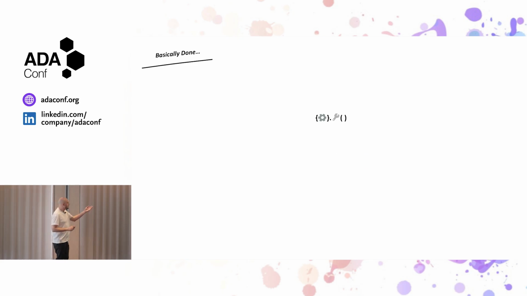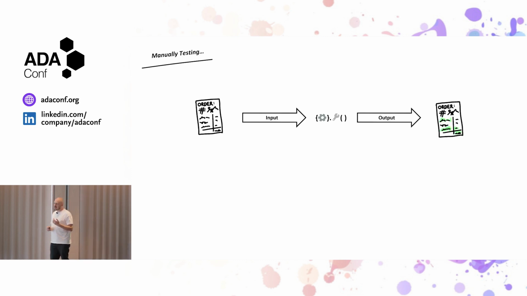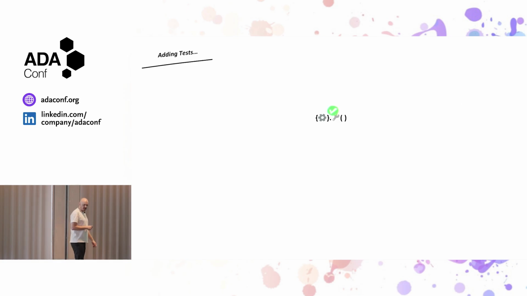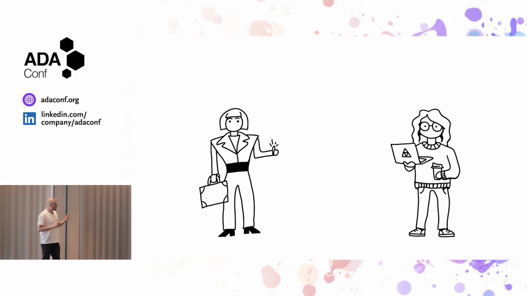Now, we've basically already got our update order endpoint coded up. It's already there. So we manually test it, and yeah, old order in, updated order out. Looks great. And not only that, it's small enough that we're going to add tests, and the PR will be fairly small this time round. And we'll get that quickly approved, and we'll deploy it, and the boss will be happy with us.